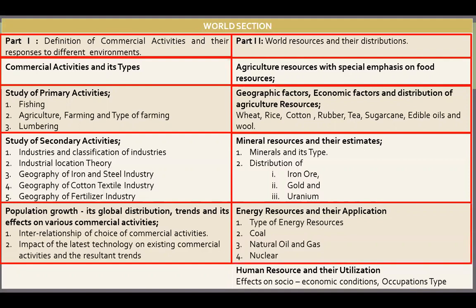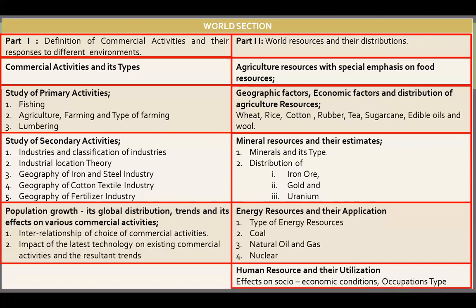And in the end of the world section, we have energy resources and their application. This is a very extensive topic, because we can study here the nature of the resources, whether it is a renewable resource or a non-renewable resource. Not only this, we are also talking about hydro resources, that is hydroelectricity or thermal power, thermal energy. We are talking about wind power, wind energy, and so on and so forth.